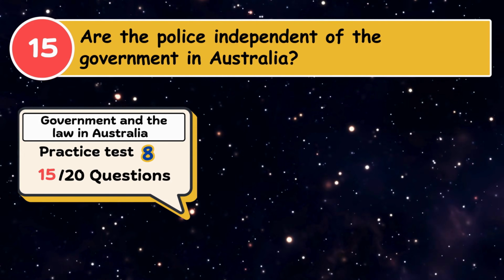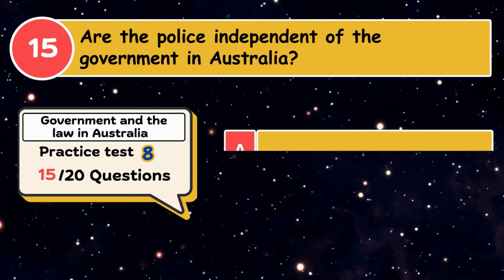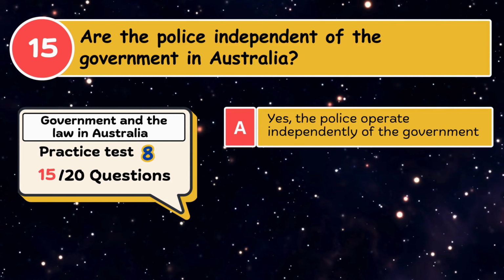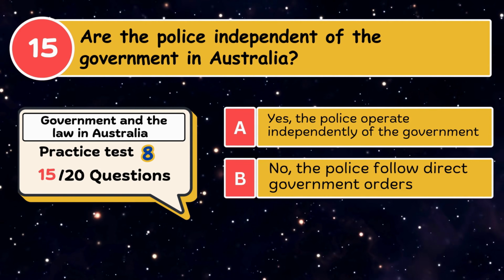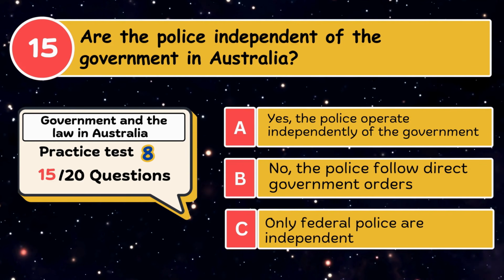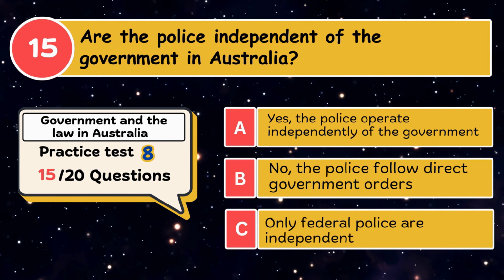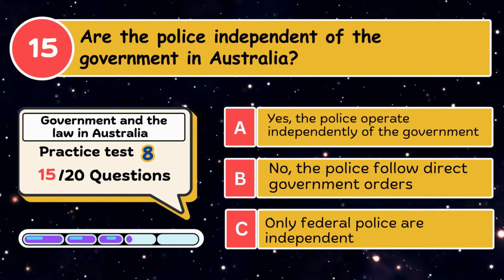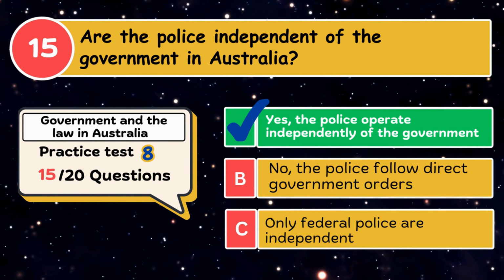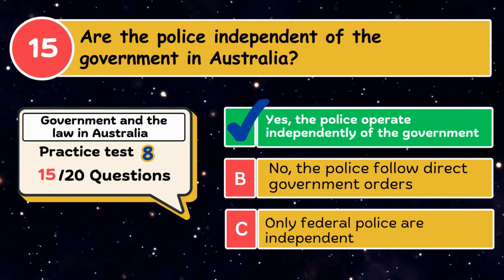Are the police independent of the government in Australia? A. Yes. The police operate independently of the government. B. No. The police follow direct government orders. C. Only federal police are independent. The correct answer is yes. The police operate independently of the government.